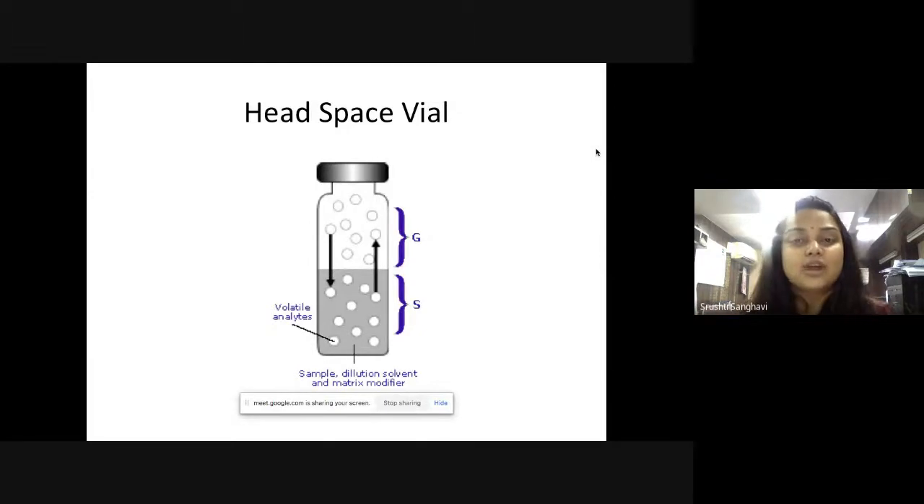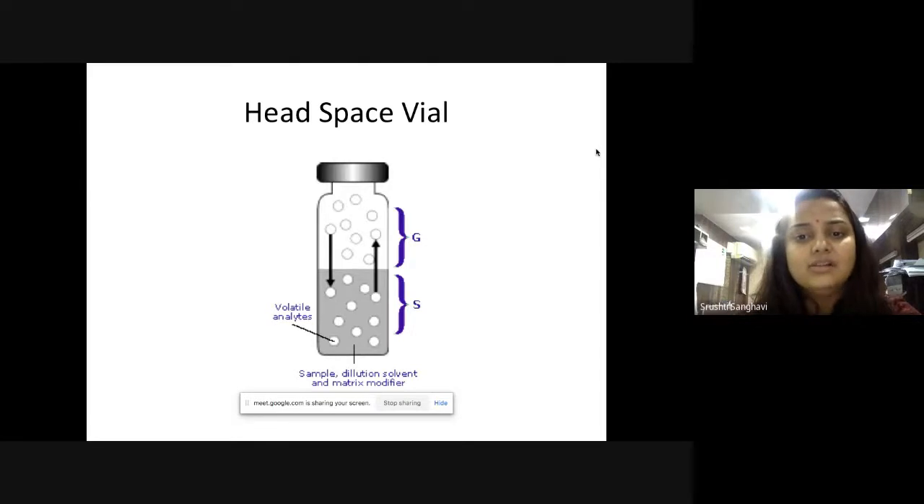Sometimes you want to just, again coming back to the hand sanitizer example, there are two types of hand sanitizers. One is the complete liquid, which you can use in the autosampler. And then there's also this gel-based hand sanitizer. So you can use a headspace vial to check the quality of the gel-based hand sanitizer. How do you do that?